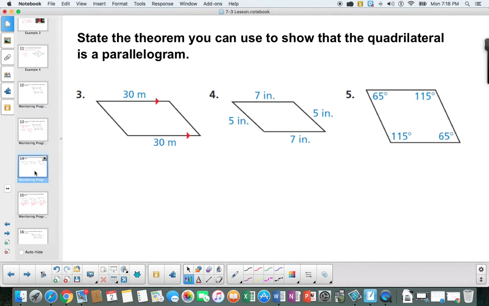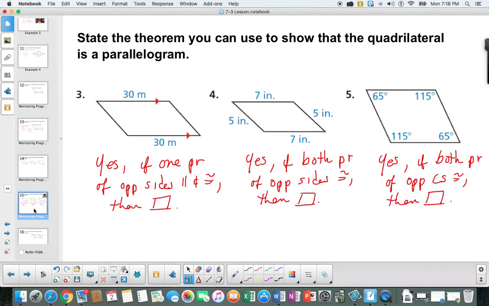State the theorem that you can use to show that the quad is a parallelogram. Stop the screencast and see if you can state the theorem. Here are the theorems. I want to make sure that you do give me the complete theorem with all the important parts to it. Don't forget this word both when we're referring to more than one pair.